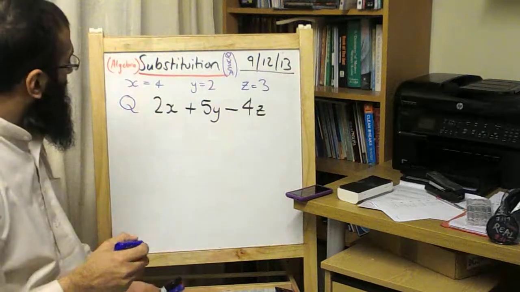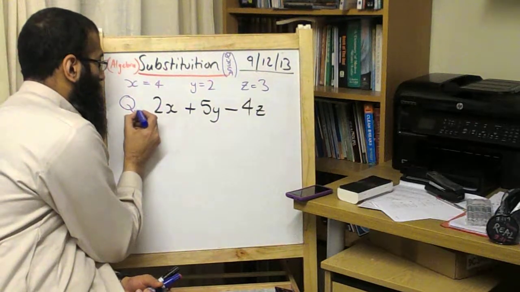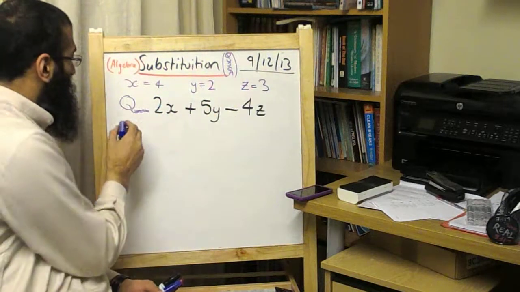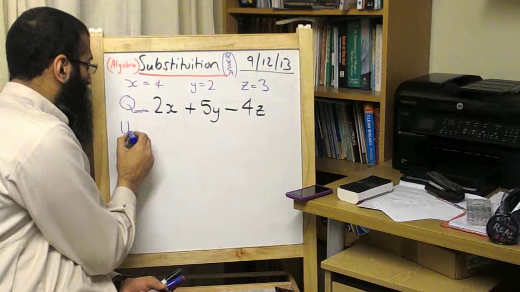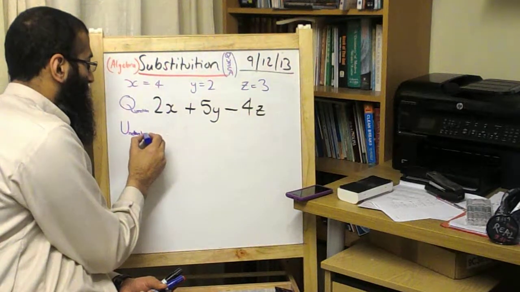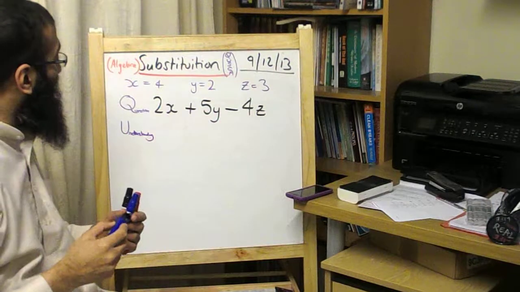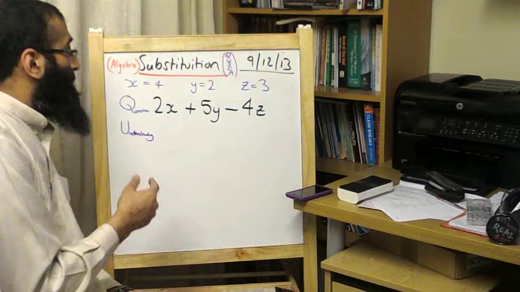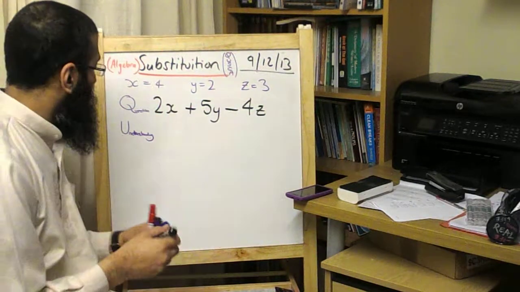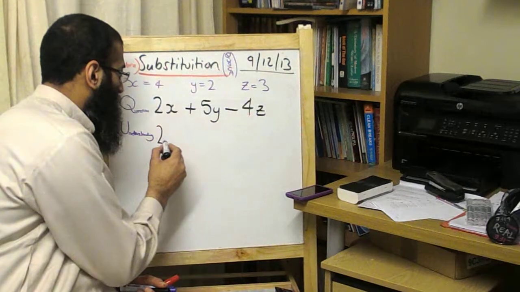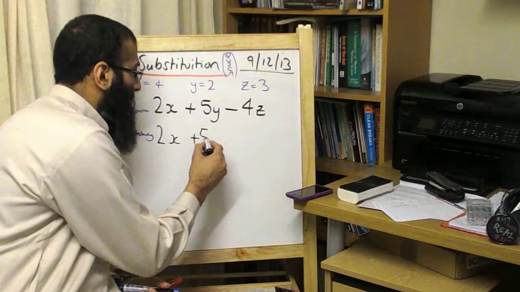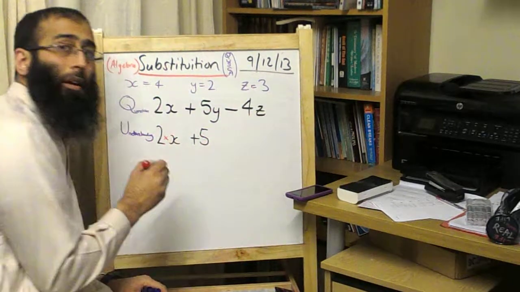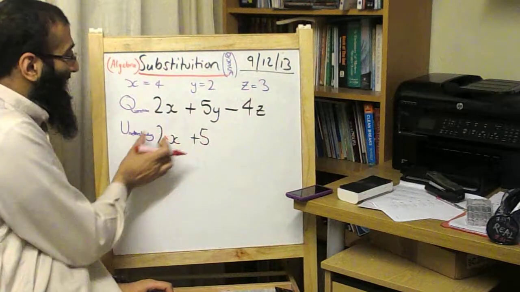Starting with the Q. The Q stands for the question. So this is the question. The next line, the U stands for understanding. Now, when we look at 2x, what does it mean? 2x means 2 times by x. So if we expand it a bit, I'm going to put a times sign in there. So we now have 2 times by x. That is our understanding of the above question.